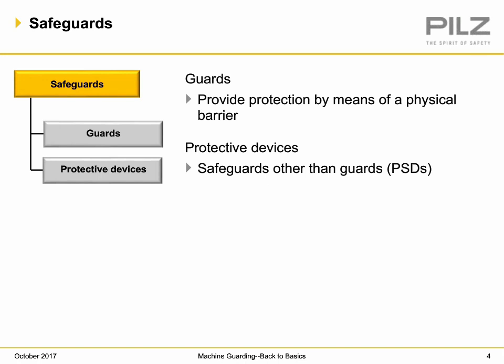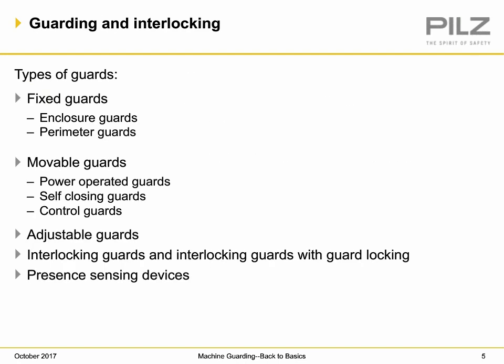Safeguards. Guards provide protection by means of a physical barrier; protective devices are safeguards other than guards. Basically, we're talking about presence sensing devices. Safeguarding and interlocking. Types of guards. We have fixed guards, enclosure guards, perimeter guards. We have movable guards, power operated guards, self-closing guards, control guards. You have adjustable guards, interlocking guards, and interlocking guards with guard locking, and again, presence sensing devices.